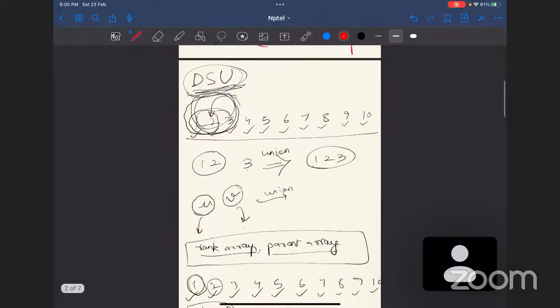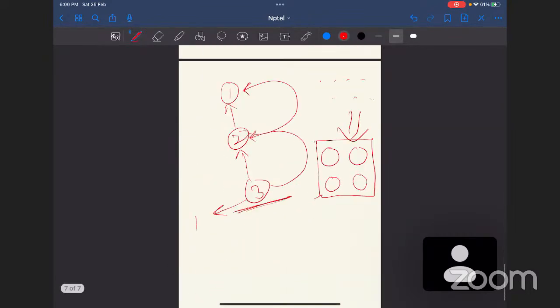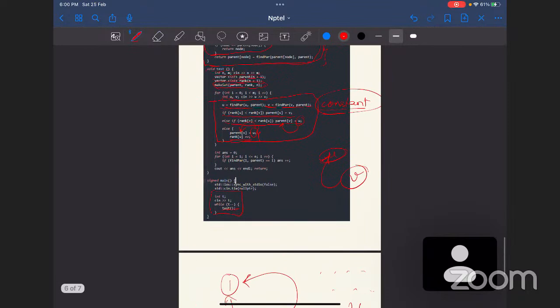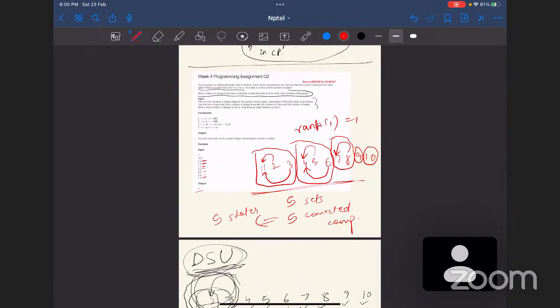After we have made all the sets, how do we calculate the number of connected components? It is very simple. We run through each vertex, and if the parent of i is equal to i, what does that mean? That the node is the parent of itself. Let me explain. 1 is the parent of 1. Who is the parent of 2? It is 1. Who is the parent of 3? It is 1.